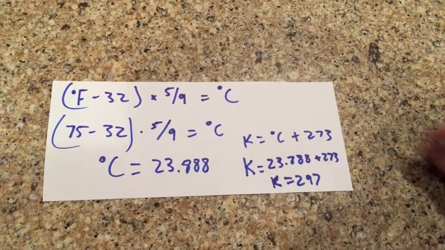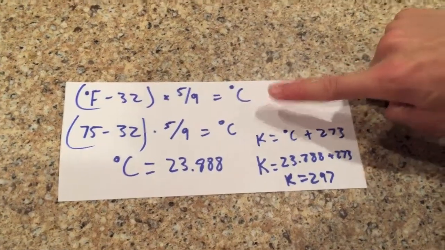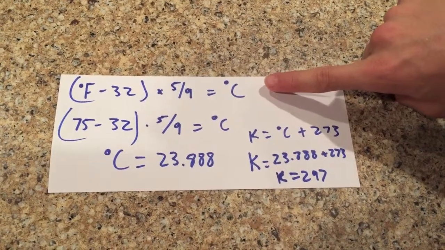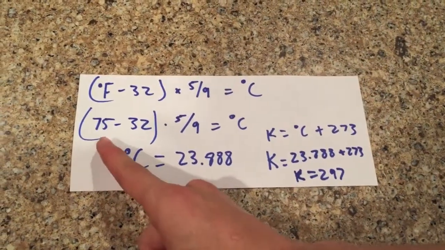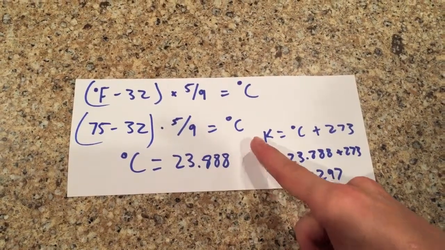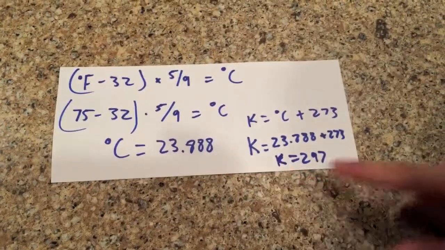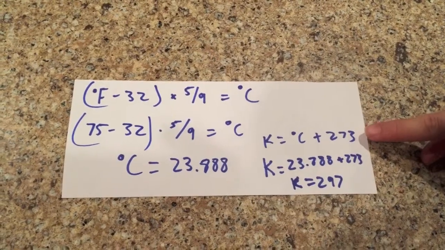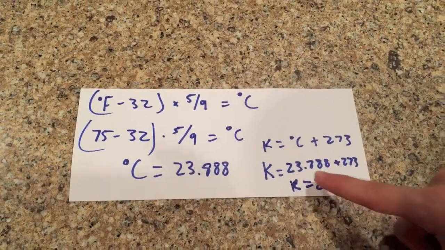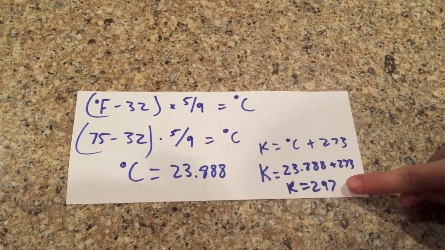To find degrees Celsius from degrees Fahrenheit, we use the equation Fahrenheit minus 32 times 5 over 9 equals degrees Celsius. When we plug in 75 degrees Fahrenheit, which is the inside temperature, we get 23.888 degrees Celsius. We must now make that into Kelvin, so we take the temperature Celsius and add 273, and we get 297 Kelvin, and that's going to be our temperature 1.